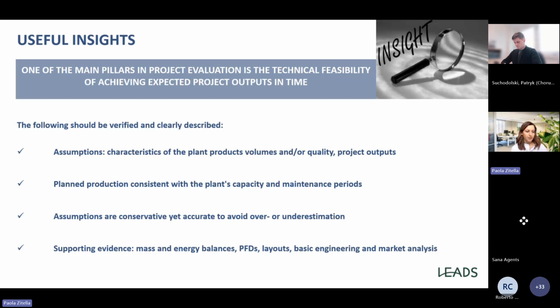You must clearly explain your assumptions, the characteristics of plant products, volumes and quantities, and product outputs. The planned production should be consistent with the plant capacity and maintenance periods. All the assumptions must be conservative and accurate, so you need to avoid any kind of over- or underestimation. You need to support your evidence with mass and energy balances, process flow design, layouts, basic engineering and market analysis. All that evidence could be provided in the feasibility study.